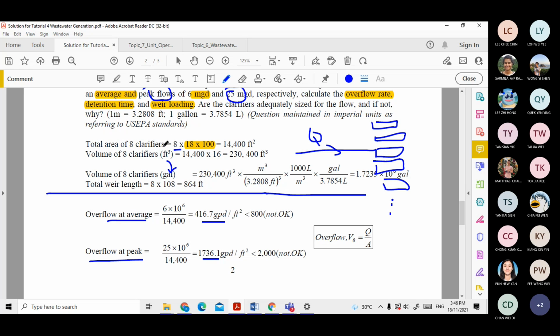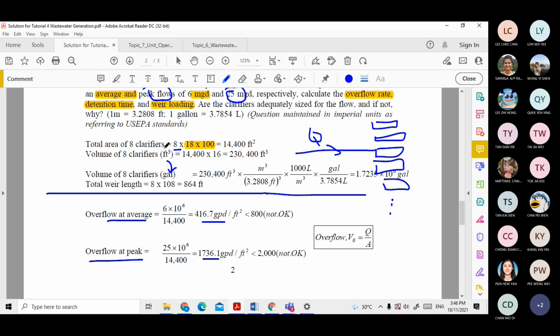So the A here means the total surface area. You can either change the dimension, make a smaller tank, or you can reduce the number. So how small you can reduce, or how many tanks you can remove, is still a question. For example, if let's say you remove 3 tanks, it becomes only 5 tanks.